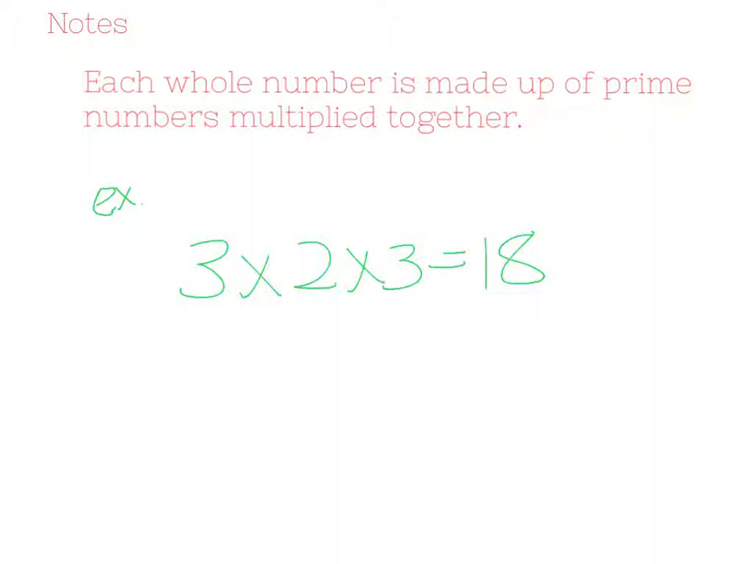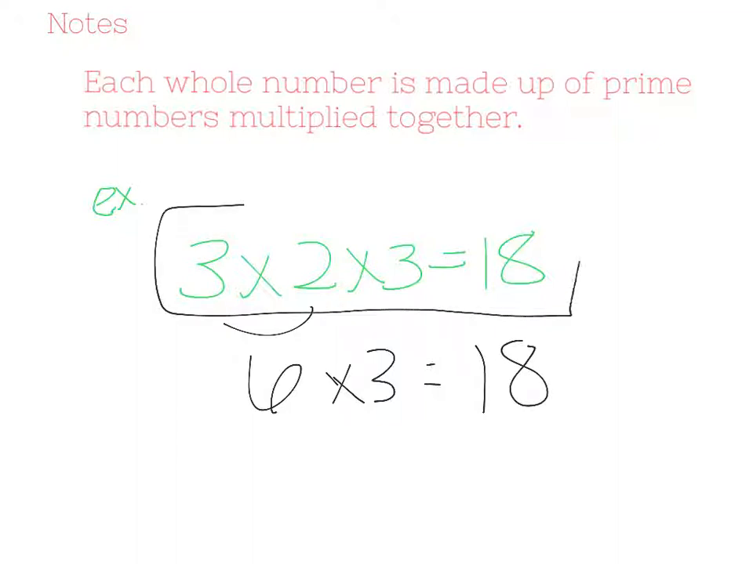Okay, so the first thing you need to write in the note side of your page is that each whole number is made up of prime numbers that are multiplied together. So, for example, to get the number 18, we have 3, which is prime, times 2, which is prime, times 3, which is prime. So if you look at it, 3 times 2 is 6, and 6 times 3 is 18. Okay? So this right here is called the prime factorization of 18. And today I'm going to teach you how to find that prime factorization.